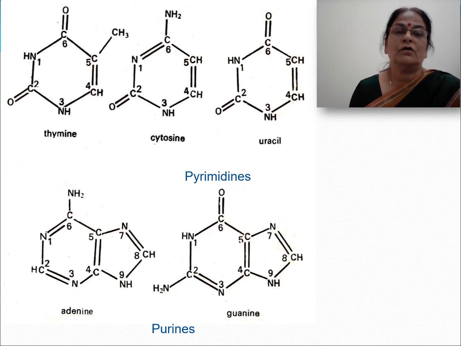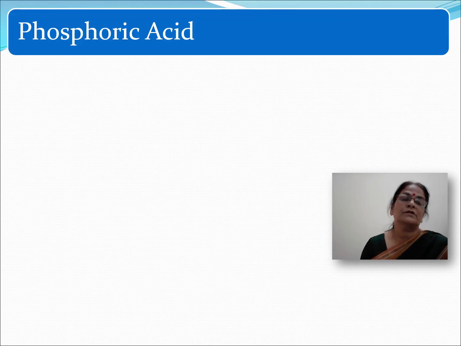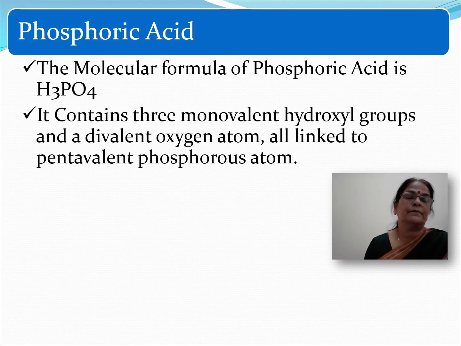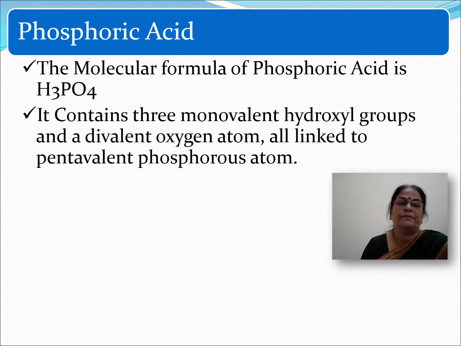This 3 carbon of pyrimidine and this 9th carbon of purine, they join to the first carbon of pentose sugar. Remember this thing. They join to the first carbon of the sugar by glycosidic bond. This bond is glycosidic bond. Now comes the structure which forms the backbone of DNA.